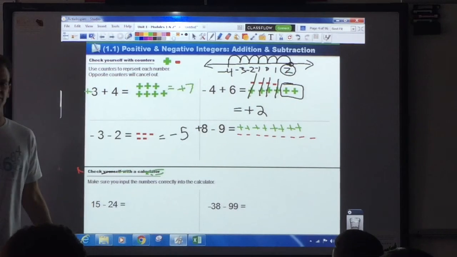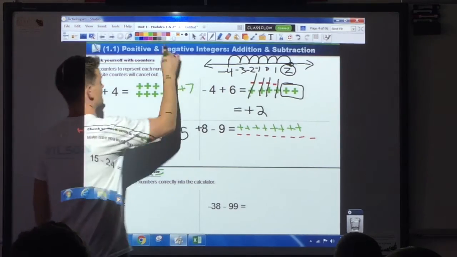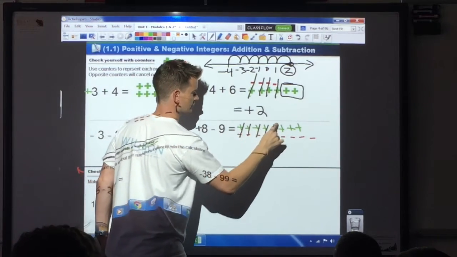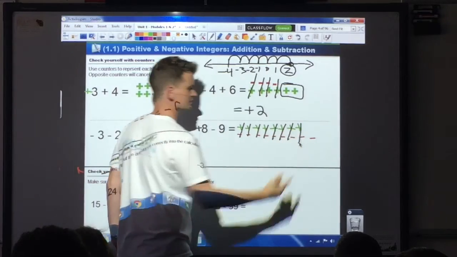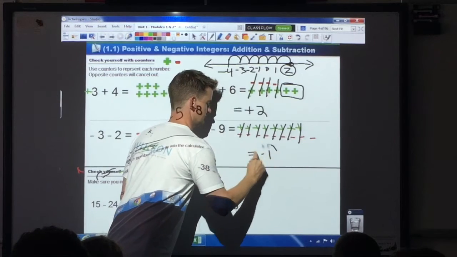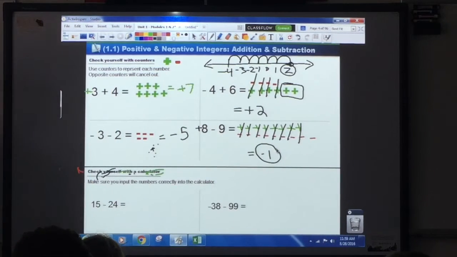Can I cancel anything out here? Yes. Whenever I have a positive and a negative, I cancel out. So we cancel, cancel, cancel, cancel, cancel, cancel, cancel, cancel. What's left? Negative 1. So my answer is negative 1. It makes it simple, it makes it easy.